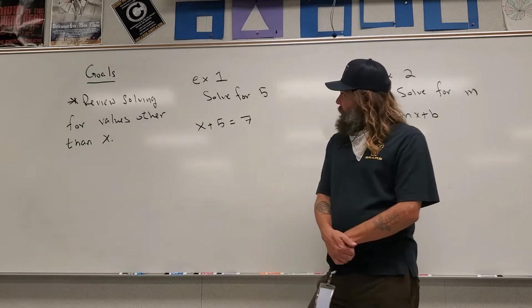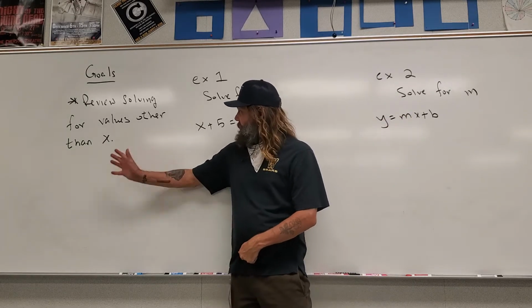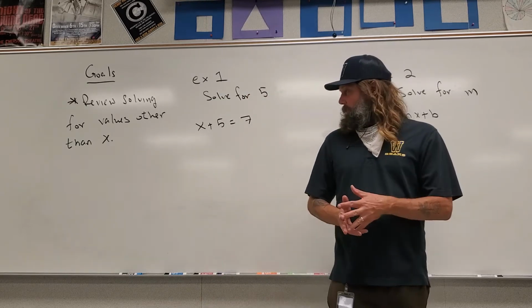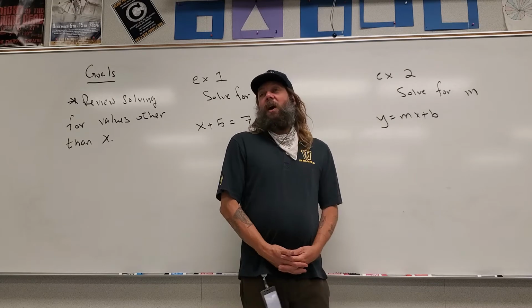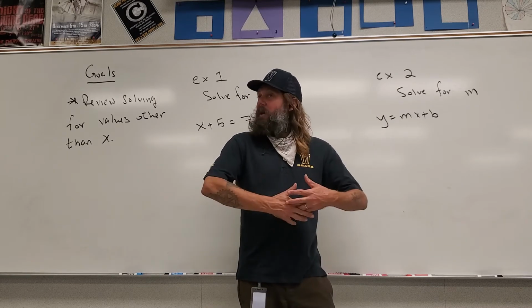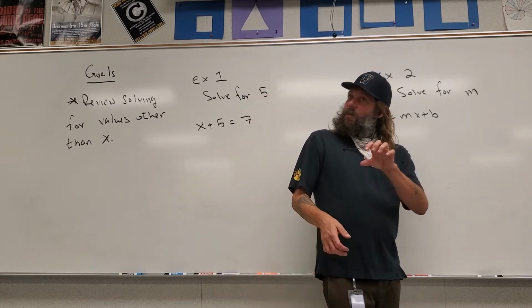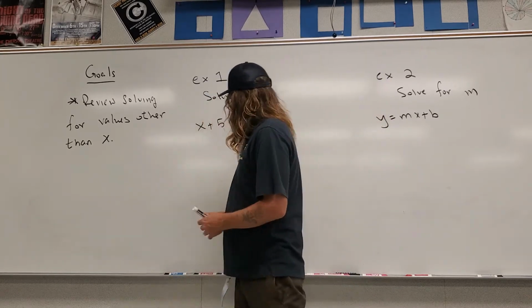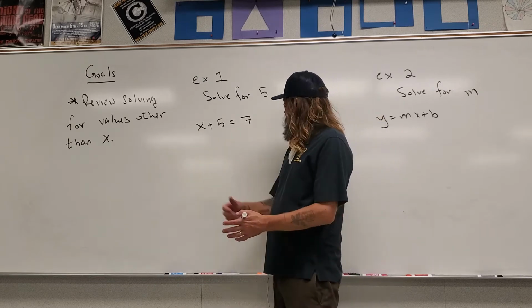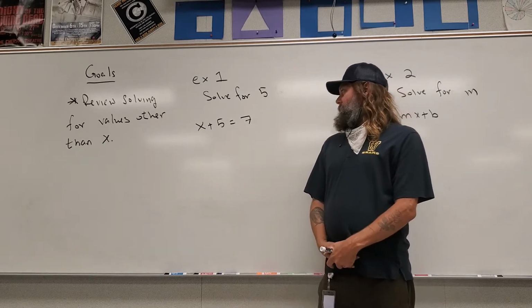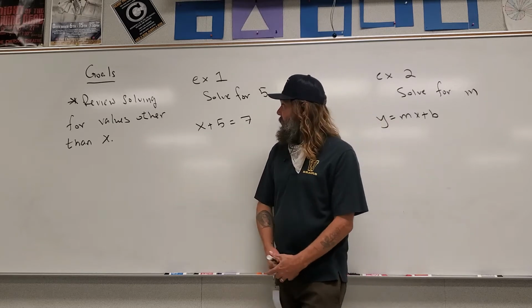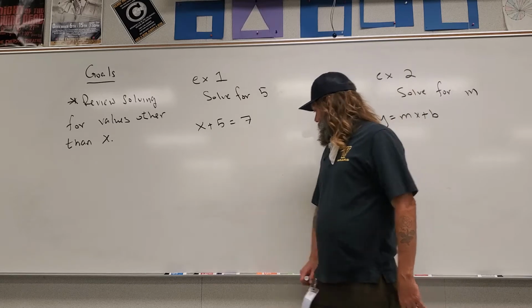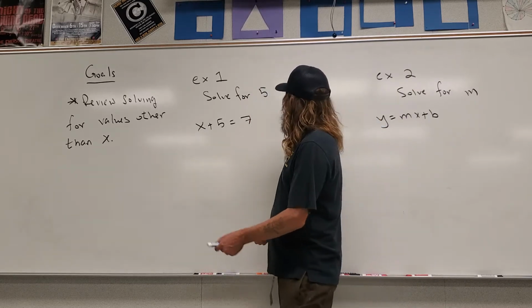So we only have one goal today, which is solving for values other than x. What's nice about this lesson is we already know the steps that we can use, steps 1 through 6, and we're just going to apply what we know to a slightly different variation or twist on a problem we know how to solve. If you solve a problem like this, you probably realize that it can be solved by subtracting 5 from both sides, and then you get your value for x. But remember, this lesson is about solving for values other than x. So in this lesson, I am asking you to solve for 5.